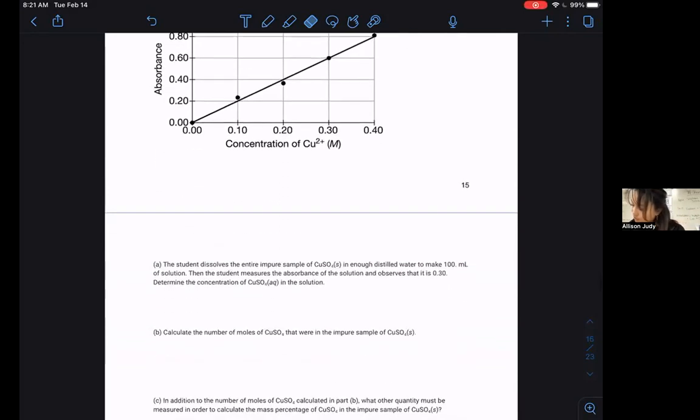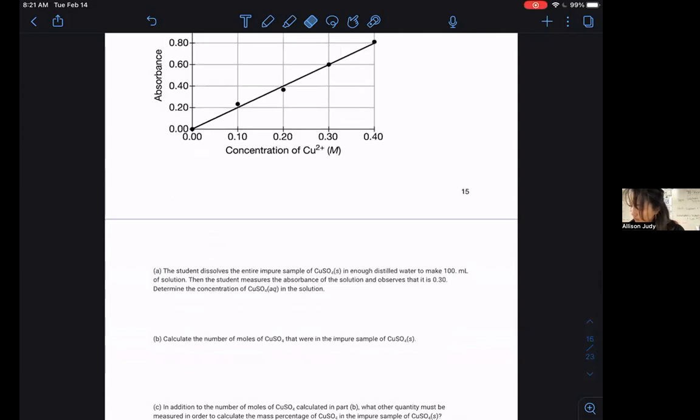And the student dissolves the entire impure sample. The key word you might want to notice here is impure sample of CuSO4 in enough distilled water to make 100 milliliters of the solution. Then the student measures the absorbance of the solution and observes that it is 0.30. Determine the concentration of CuSO4 aqueous in the solution.